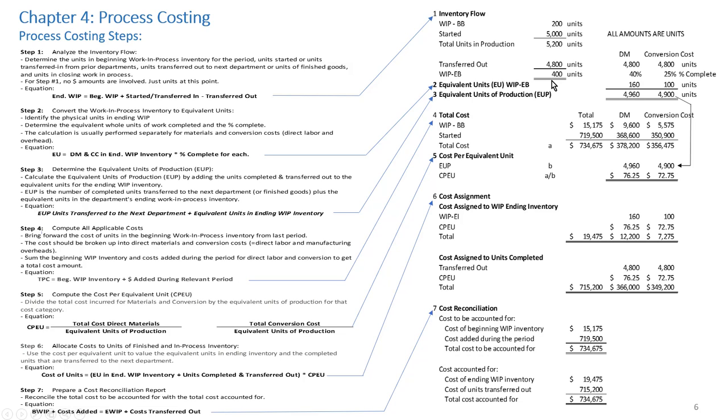Our second step is to convert the work in process inventory to equivalent units. For this step, you multiply the percentage of completeness for ending work in process inventory with respect to direct materials and conversion costs by the number of units in the ending work in process inventory. In our problem, we had an ending inventory of 400 units. The 400 units were 40% complete with respect to direct materials. The 400 units were 25% complete with respect to conversion costs.